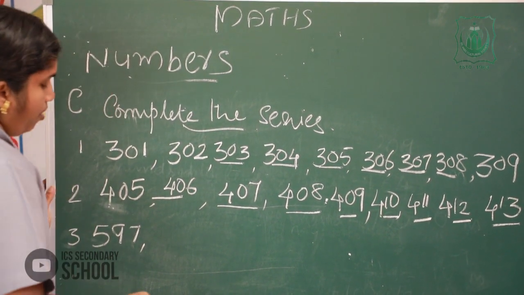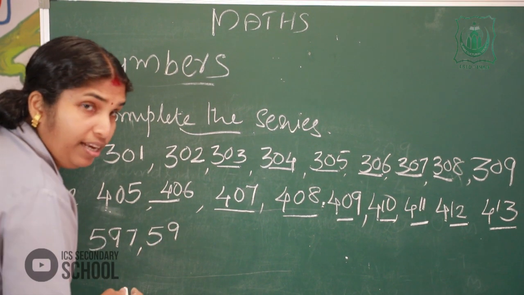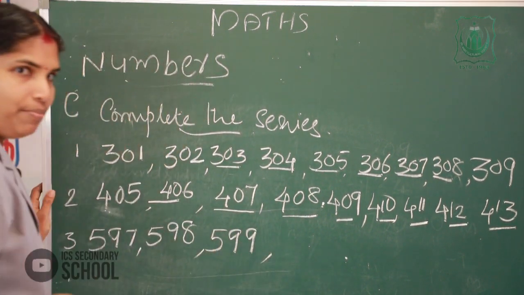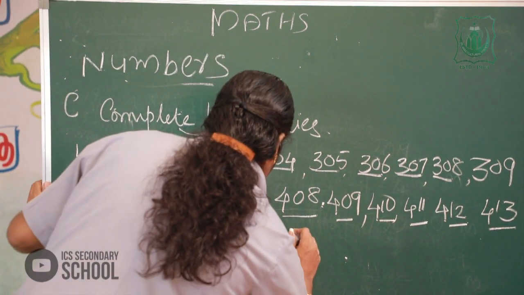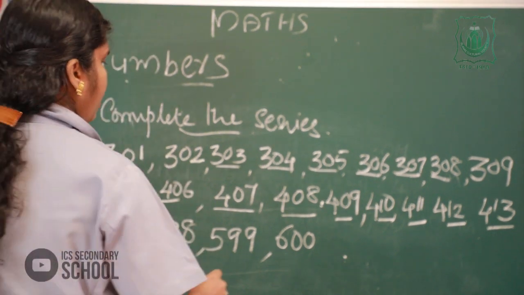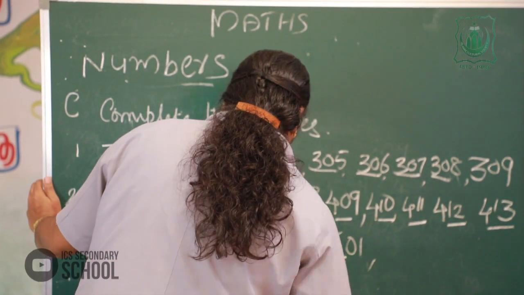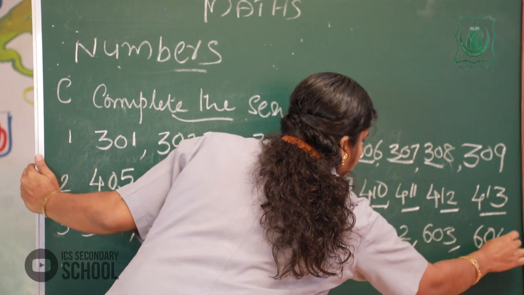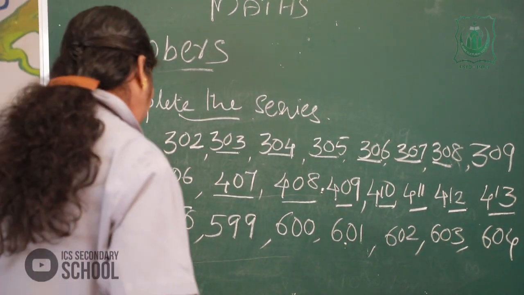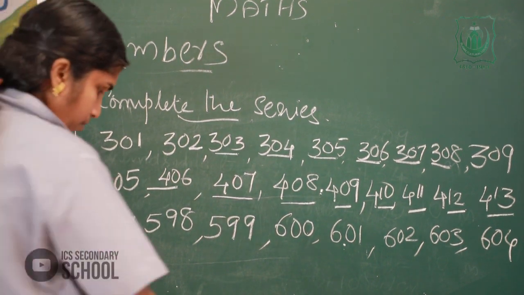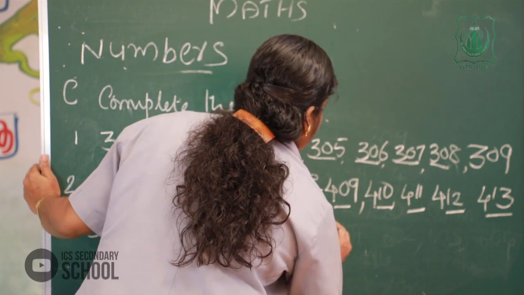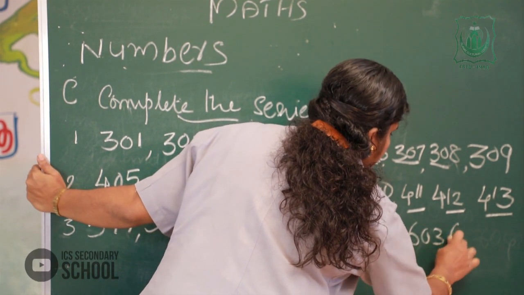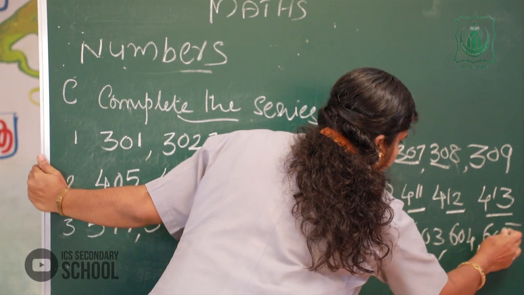Next: 597, 598, 599, then 600. Next one: 601, 602, 603, 604, and the ending number is 605.